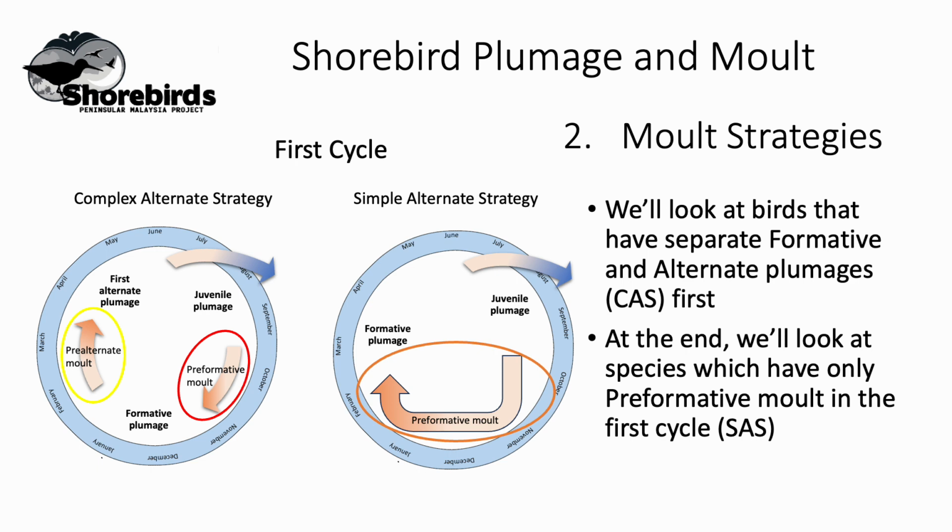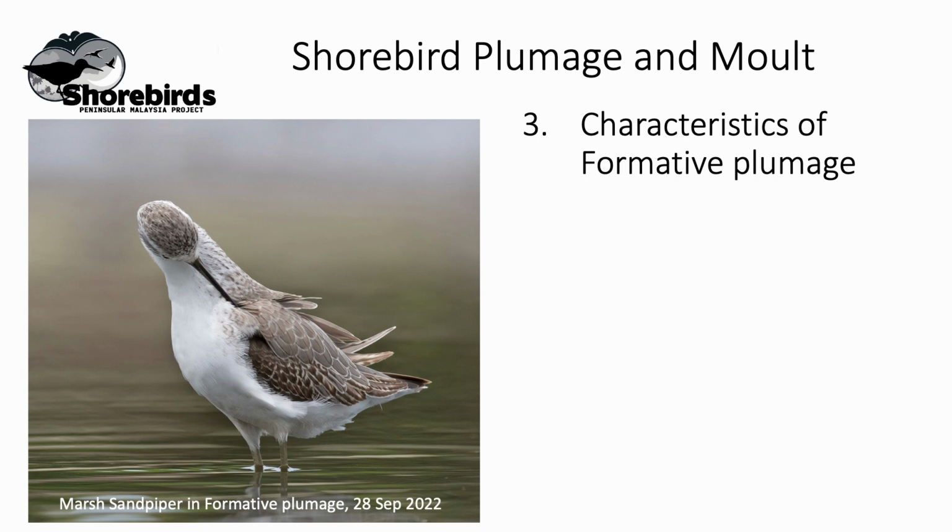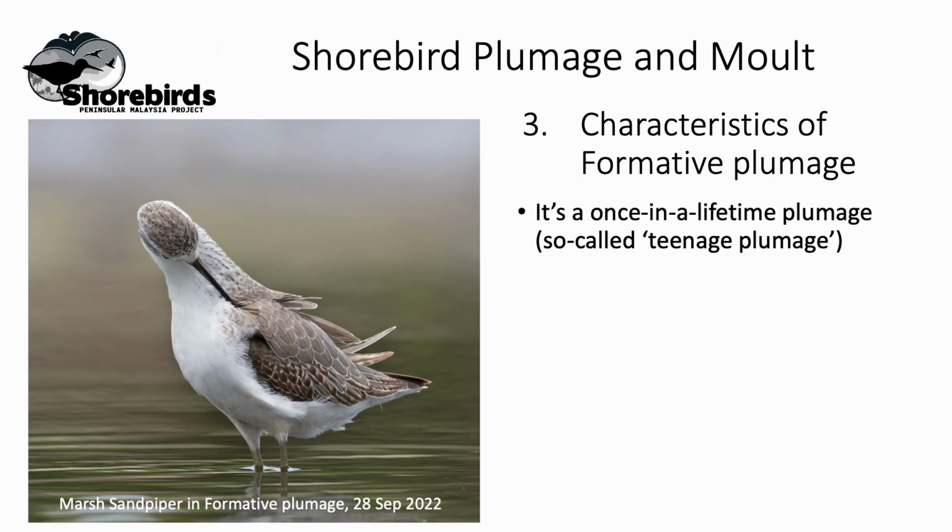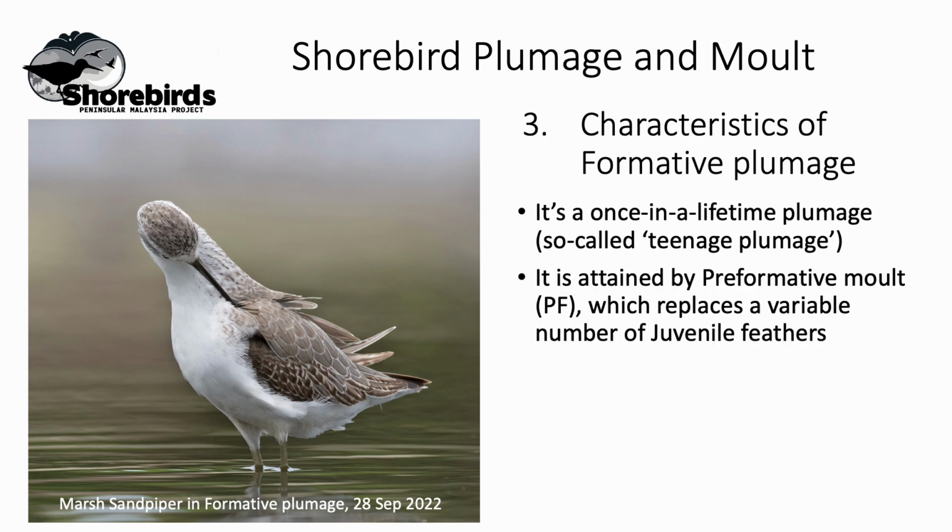Okay, so we've looked at the two main molt strategies which shorebirds in Malaysia use. Let's now look at some characteristics of formative plumage as a whole. As I mentioned earlier, it's a once-in-a-lifetime plumage. Sometimes people call it the teenage plumage because it only occurs when the bird is in its first year of life. It's attained by preformative molt, which replaces a variable number of juvenile feathers.